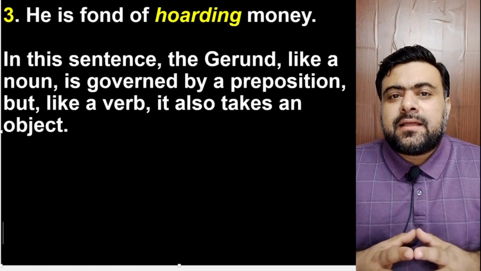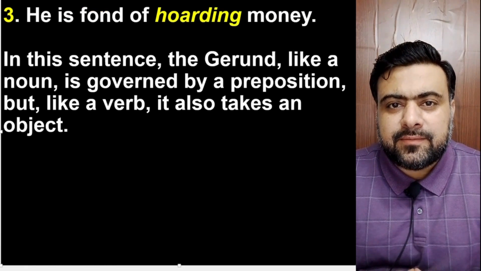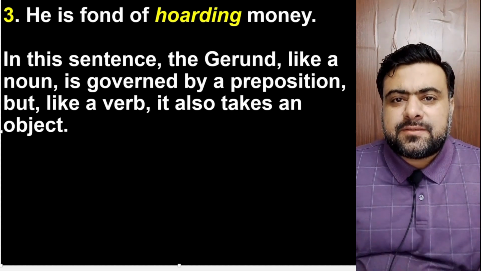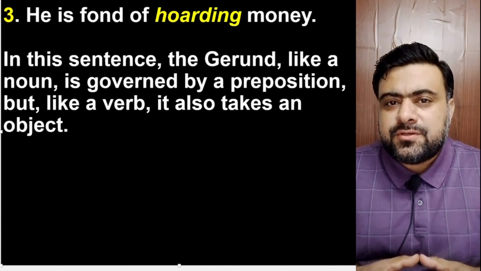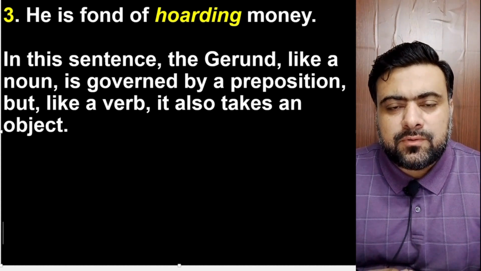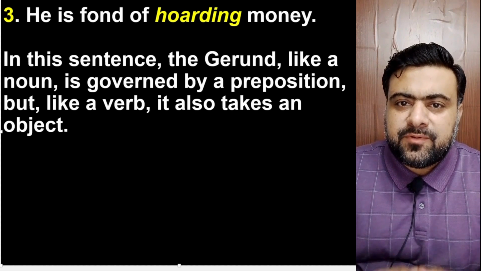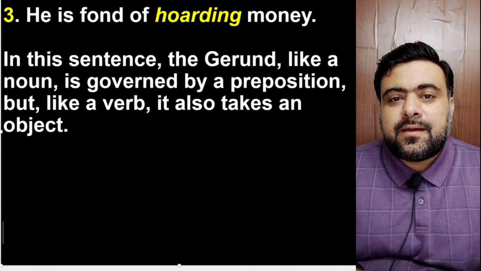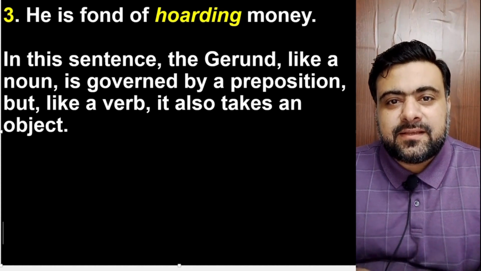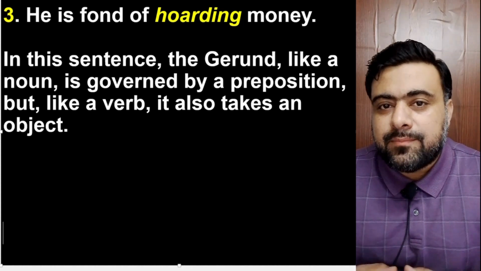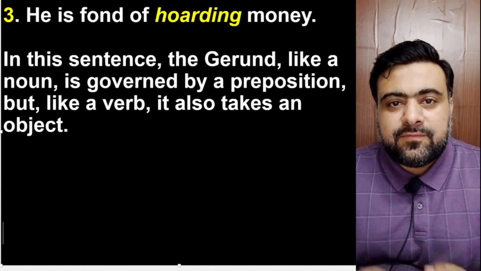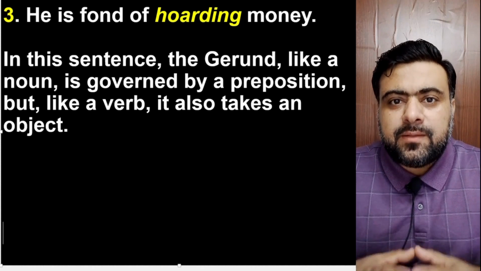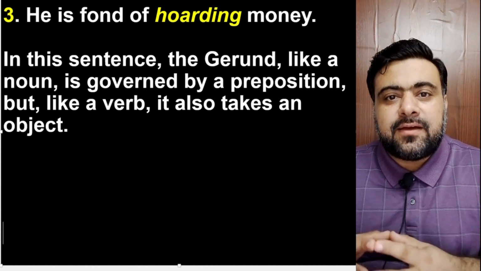Another example, he is fond of hoarding money. In this example, hoarding is the gerund, but it is preceded by a preposition, and prepositions always come before a noun. So by having a preposition before it, it acts like a noun. But further, it itself has an object, that is money, hoarding money. So again, it acts like a verb also. So in this sentence also, the gerund is acting like a noun and a verb.